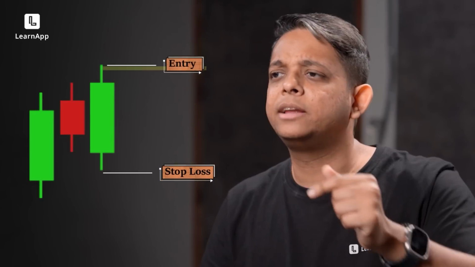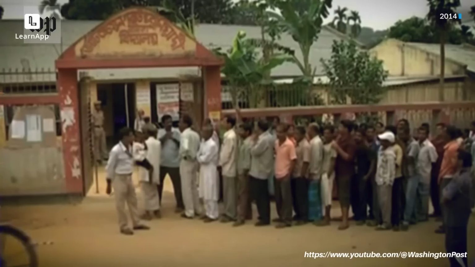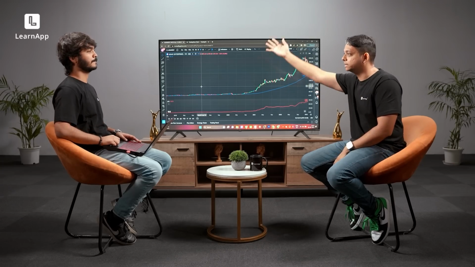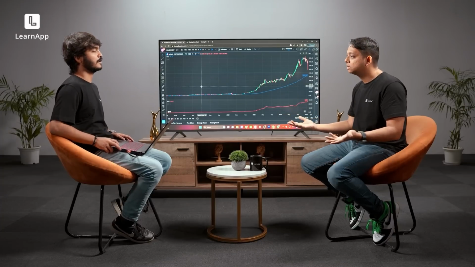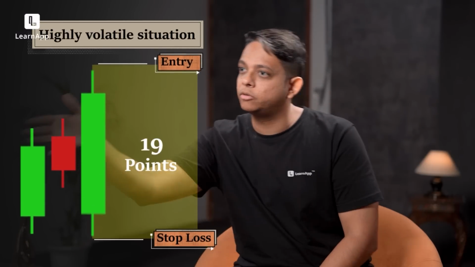Correct. So let's suppose you decide you will trail your stop loss 10 points away from current market price. Now the problem with this is, let's suppose there are elections happening, the entire market, all the stocks will have high volatility versus a normal day where volatility might be less. Now in a high volatile situation, like when the budget comes, at that time is volatility normal? No, it's higher. So can my stop loss also be 10 points like a normal day? So should you adjust your stop loss based on volatility?